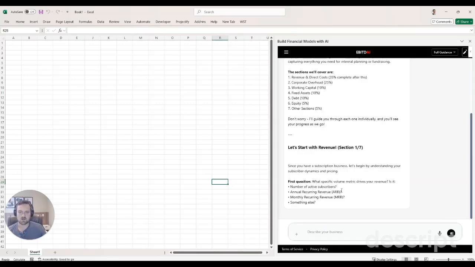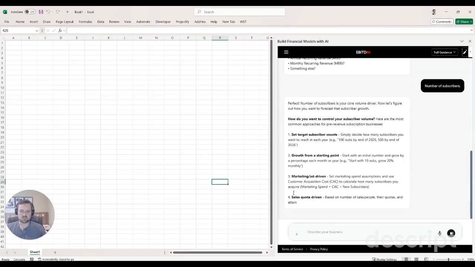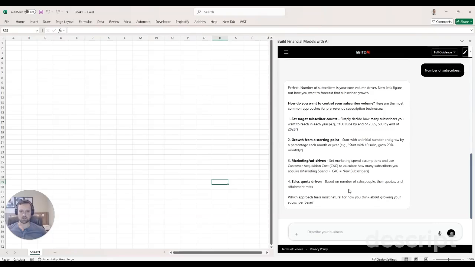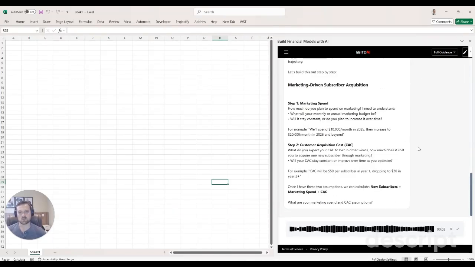Here it's asking us about how we're going to drive the revenue. I'm going to go with number one, number of subscribers. So now it's going to give us several different options for how we could actually drive the unit volume. Let's do number three, marketing driven. Say we have a budget for marketing of $50,000 in year one and then double it every year. And then customer acquisition cost will be $100 in year one, and let's reduce that by 10% every year.